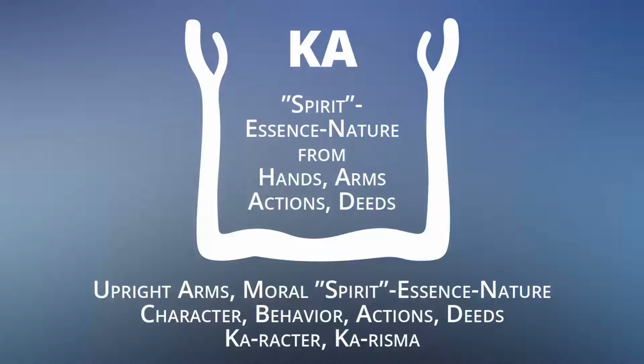And Ka can be seen in the words character and charisma, which directly relate to us, our essence and our nature, our moral character, behavior. From our actions and deeds, our character is character and charisma, all from our Ka, our arms and our hands. That's why the symbolism has many layers, but if you go research this, there's many, many interpretations. Most of them revolve around soul, spirit, or life force, or double.